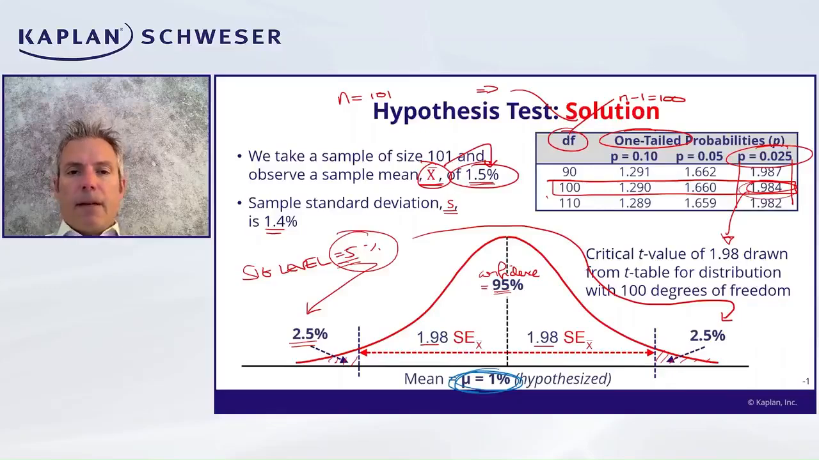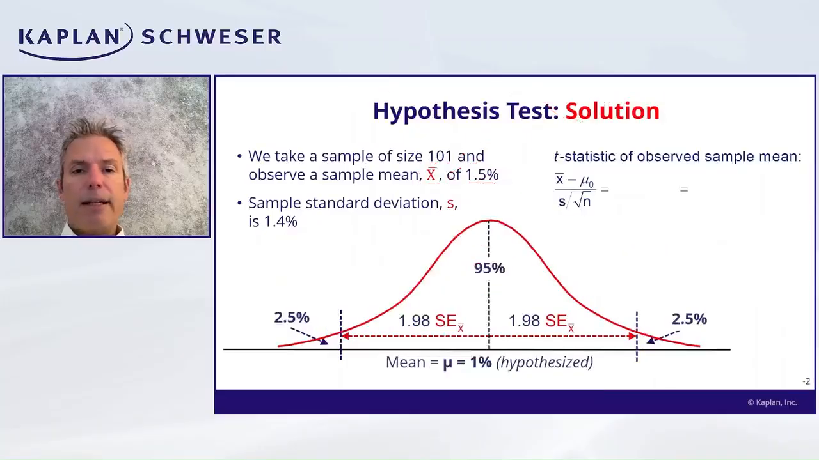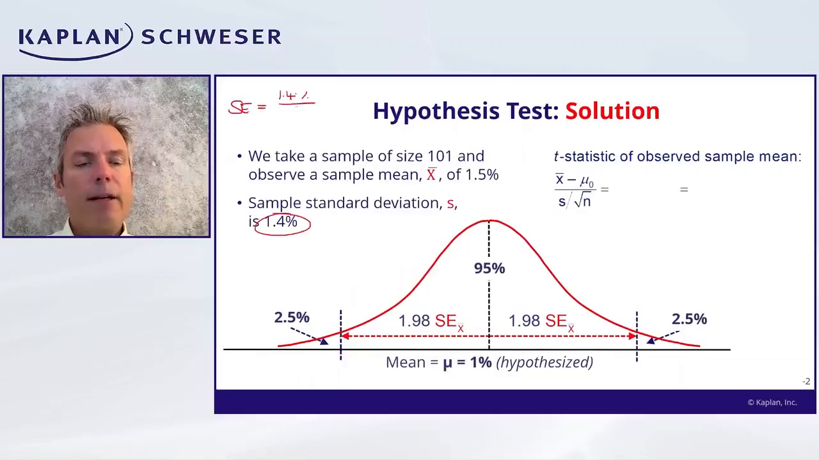Okay? So what we need to do now is calculate the standard error of x bar, the sample mean. We do that by simply taking s and dividing by root n. So the standard error is s. Don't forget s was 1.4. I work in whole percent. Don't forget, if you're worried about when you can work in percent and when you can't, use decimals. You'll be fine. Decimals in, decimals out.